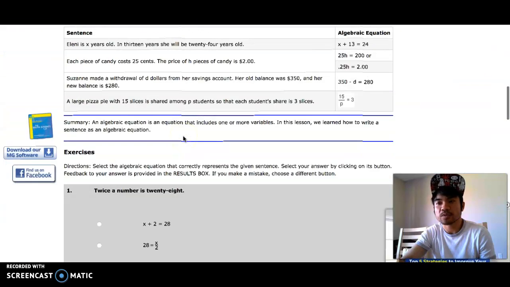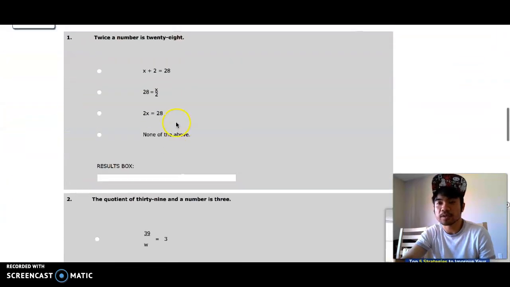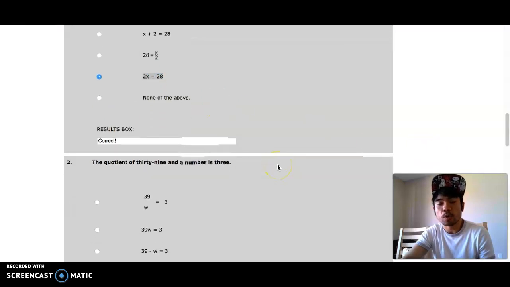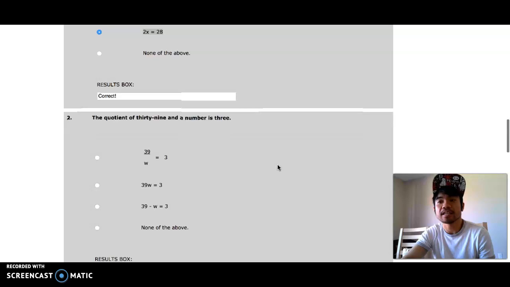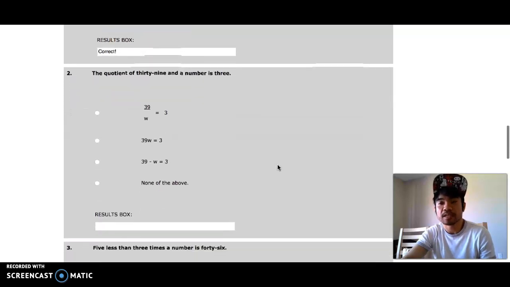Let's try this one. Now we need to think of equations. Twice a number is 28. Again, is means equal. Well done. Let's do another one. The quotient of 39 and a number is 3. The quotient is division, so the quotient of 39 divided by n equals 3. Okay, it's probably this one.